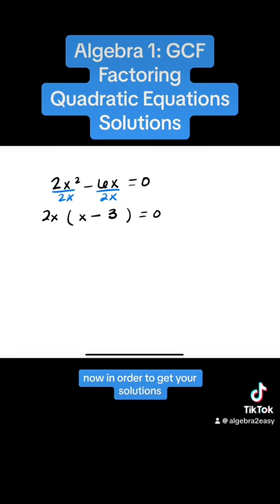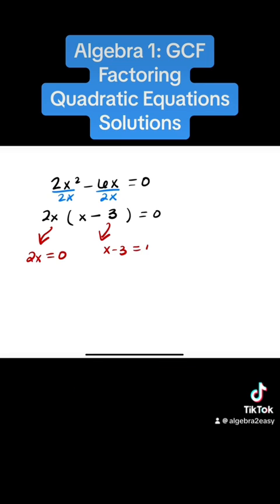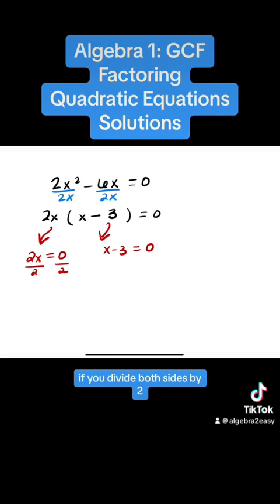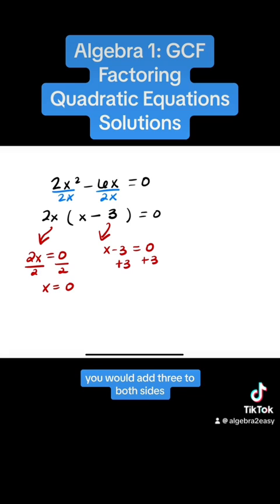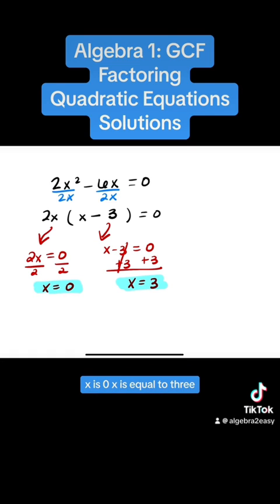Now, in order to get your solutions, you would take your factors, set them equal to 0 and solve. So even this factor here of 2x. If we solve for x with 2x, you would divide both sides by 2. And if you divide both sides by 2, x is going to be 0. Over here, to get rid of subtracting 3, you would add 3 to both sides. So then over here, x is going to be positive 3. So then those are our solutions. x is 0, x is equal to 3.